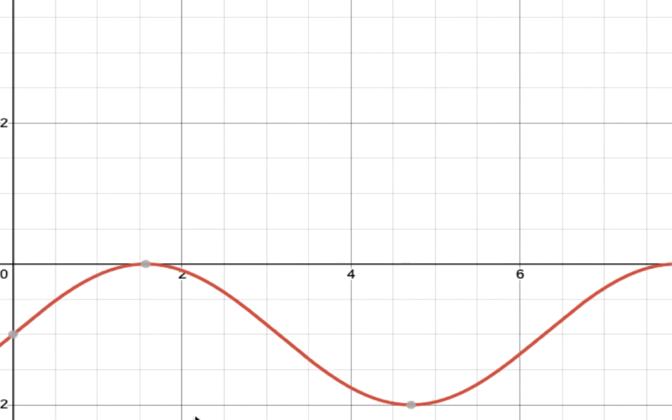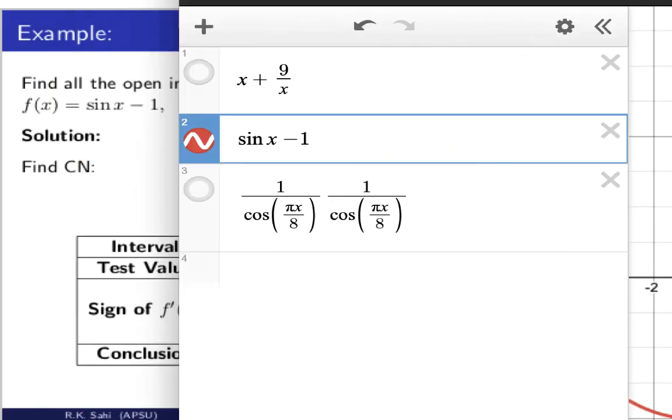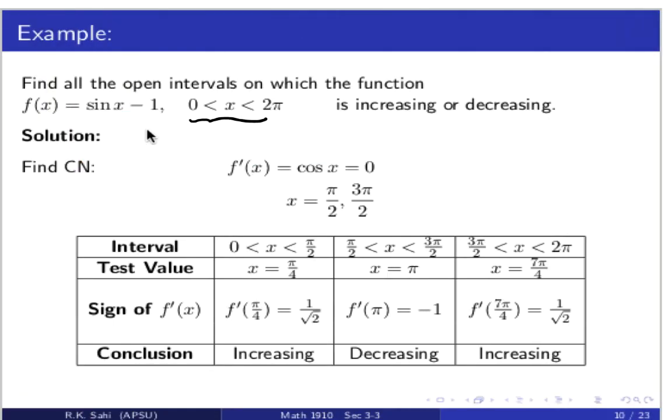So we should be able to also mimic that when we apply the test, the guidelines to find the increasing and decreasing intervals. Okay, let's do that. Now clearly this function is continuous throughout, differentiable throughout, no problems. We have already seen the graph too. So to find the critical numbers, we take the derivative, which is cosine x, and put that equal to 0. Now remember cosine x is 0 at what? Pi halves and 3 pi halves.